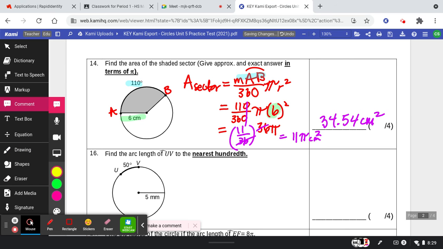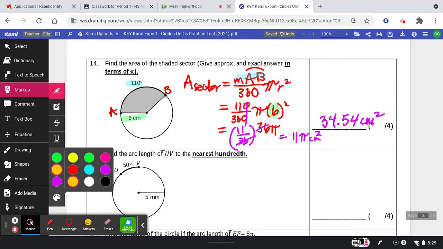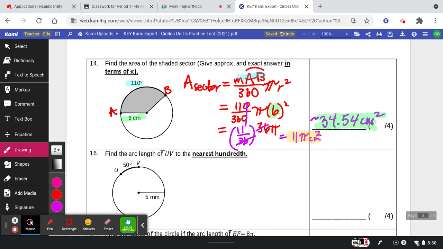So I'm going to highlight on the test my two answers. I'm going to highlight the exact answer, 11 pi centimeters squared, and I'm going to highlight my approximate answer. And remember that for approximate, we put those little approximation symbols. I'm going to pause here for a second.